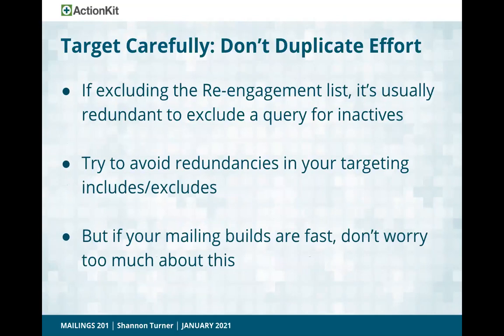Next up is targeting carefully, and this is all about using targeting that doesn't duplicate effort. This is especially important when using multiple queries from the query library since each one needs to be run separately. One example from when I was a client was we were using the re-engagement list to segment out all of our inactive users, and we weren't mailing to them. But then we excluded them all over again by creating another query that excluded them. Again, even though they were already excluded. That was mostly harmless because it didn't change our targeting, but it did mean that our mailing targeting builds took a lot longer than they needed to. Once we dropped that redundant query, our targeting builds were much, much faster.